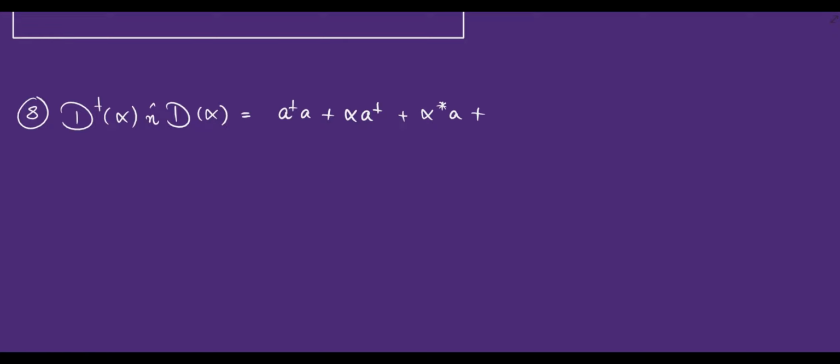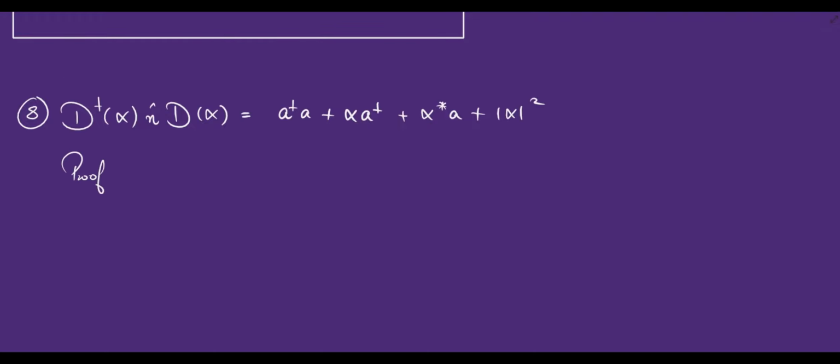Now let's operate this on the number operator. Similarly, let's check what happens if we transform the number operator using the displacement operators. If I do that, it is equal to a dagger a plus alpha a dagger plus alpha star a plus mod of alpha square. This is what you will get. Again, you have to use the Baker-Campbell-Hausdorff formula, or you can use this particular property.